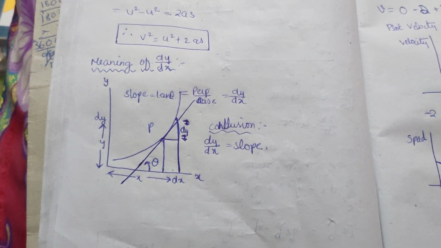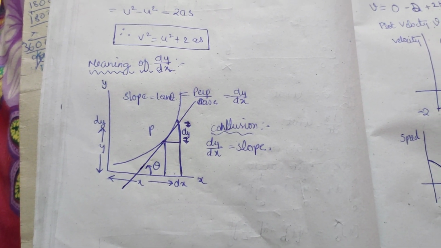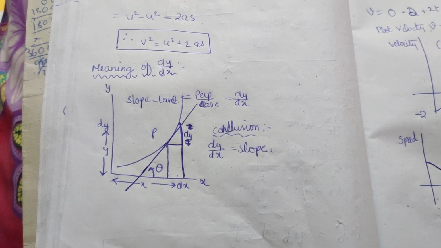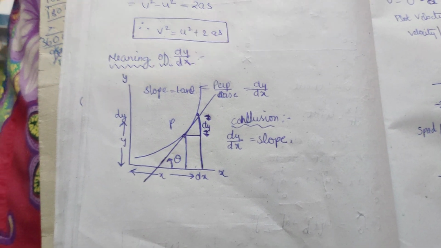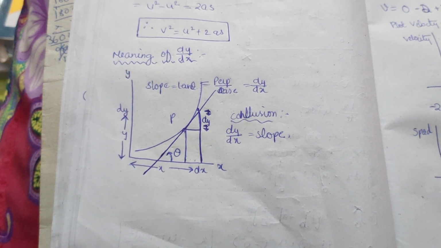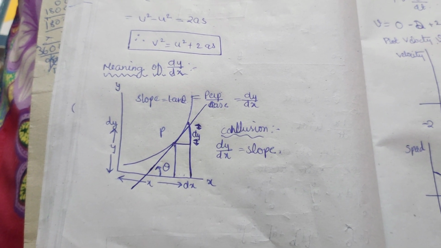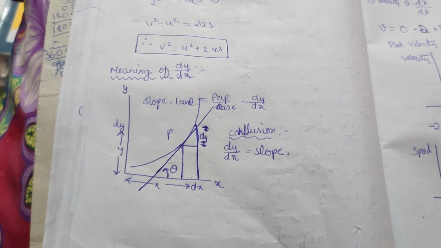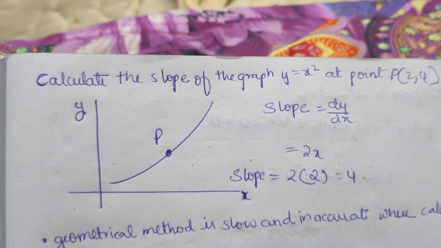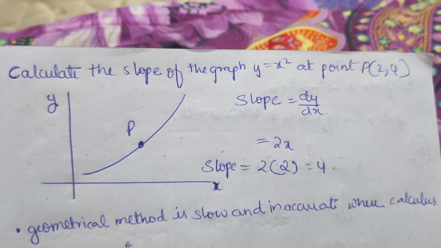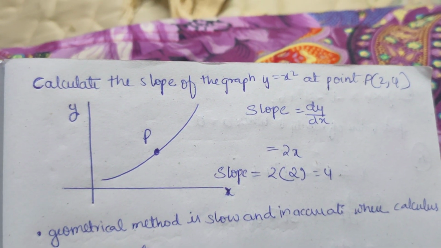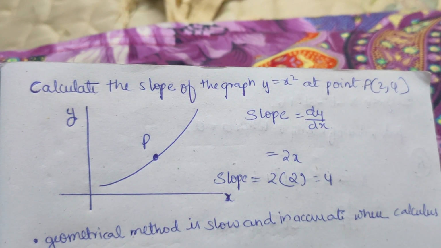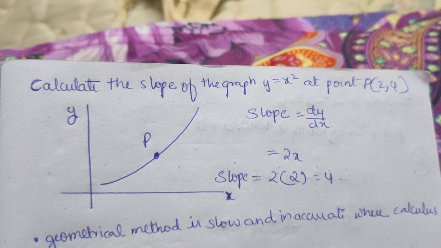Then let us know about the meaning of dy/dx. Here slope = tan theta = perpendicular by base = dy/dx. So we can say the conclusion is that slope is nothing but dy/dx. For example, calculate the slope of the graph y = x square at the point P(2, 4). So slope = dy/dx = 2x. Slope = 2 into 2 = 4.